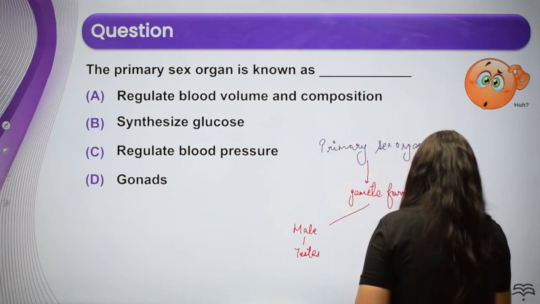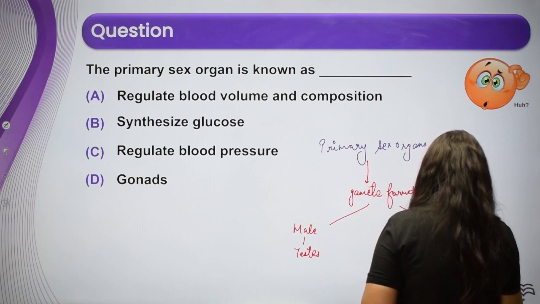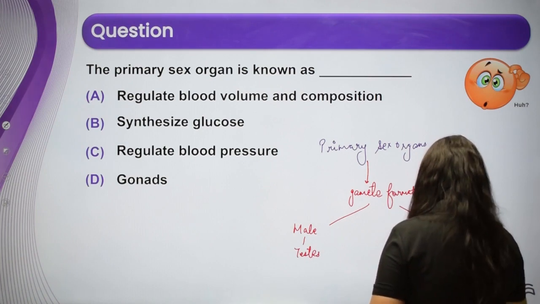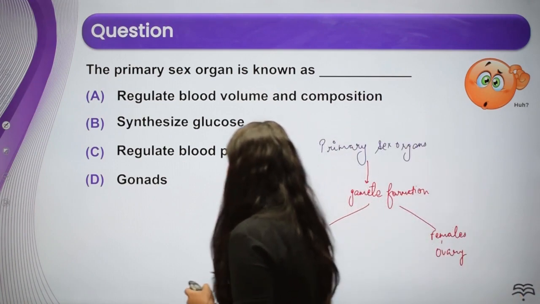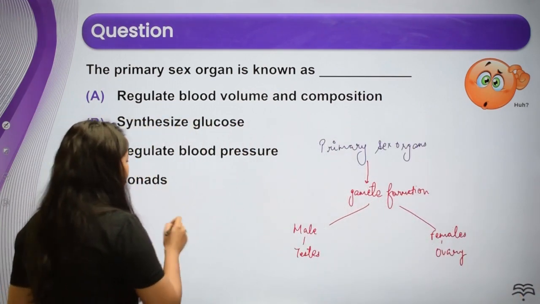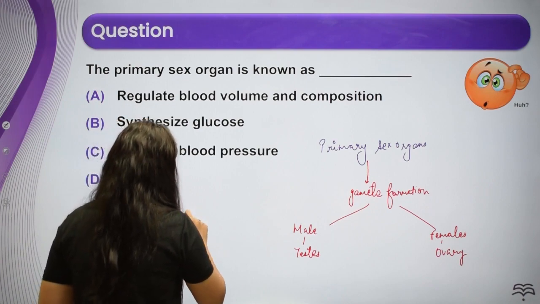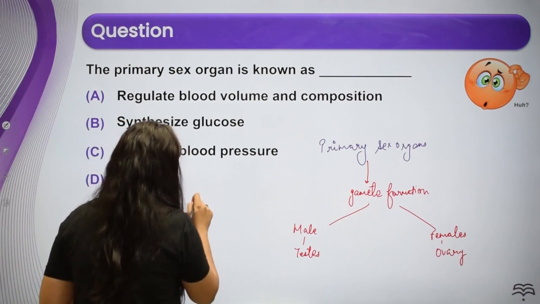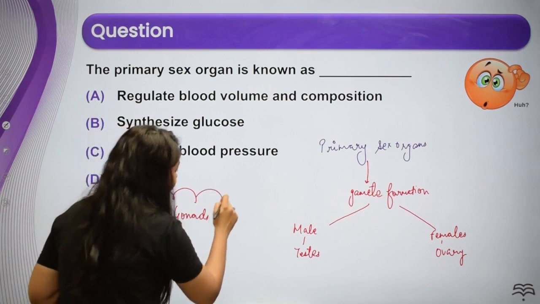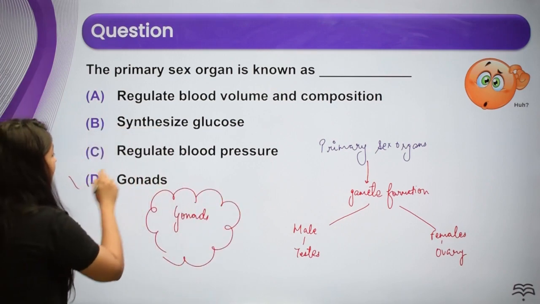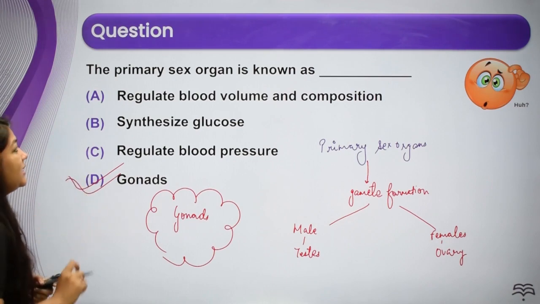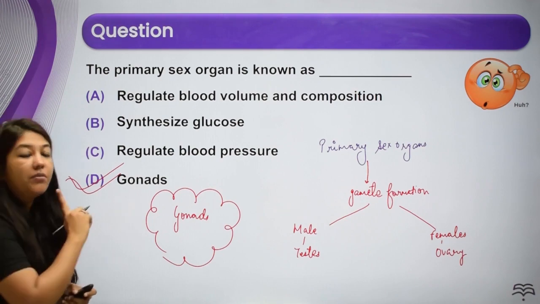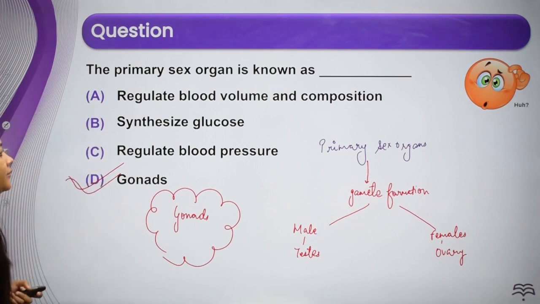And in case of females it happened in ovaries. All right, and testes and ovaries together, what are they called? They are called gonads. What do we call them? Gonads. Answer: gonads. Primary sex organ is known as gonads. Regulate blood volume and composition, no. Synthesize glucose, no. Regulate blood pressure, no. Answer is clear: gonads.